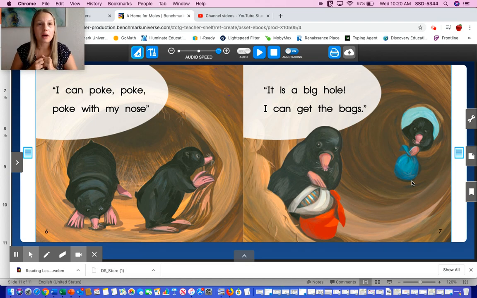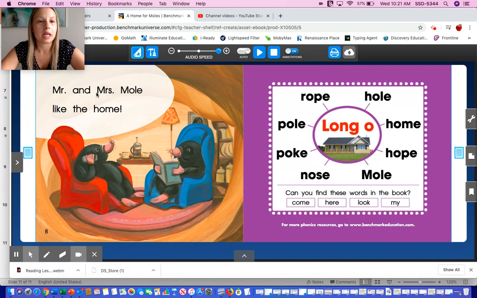This looks like a good spot to stay. So they went back up, grabbed their stuff, and they're bringing it down. Do you think they're going to move in? Maybe. Maybe that's why they were carrying their bag of stuff. They were looking for a home the whole time. Let's flip to the next page and the last page.